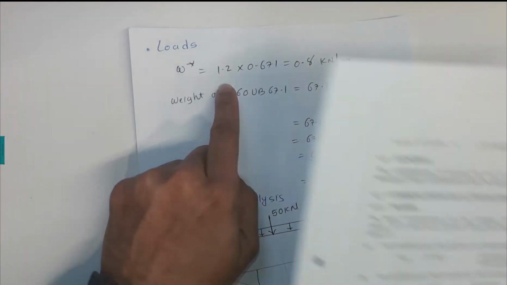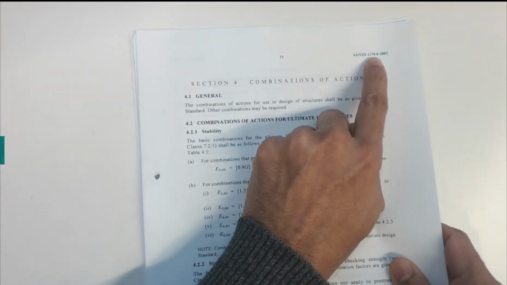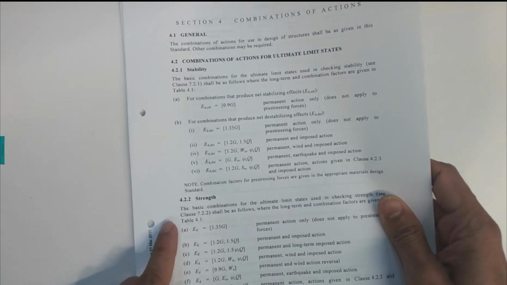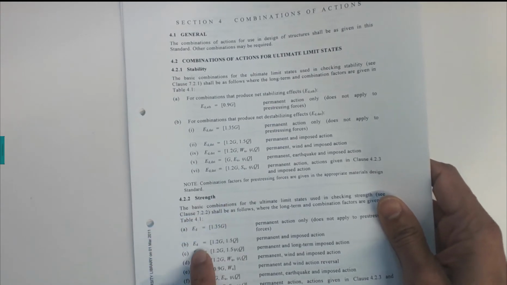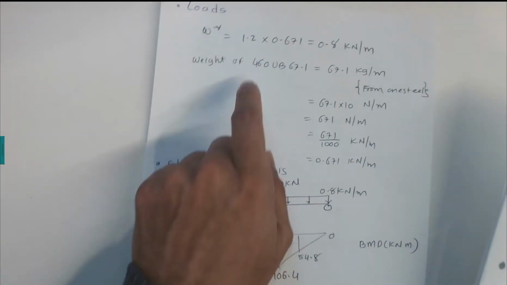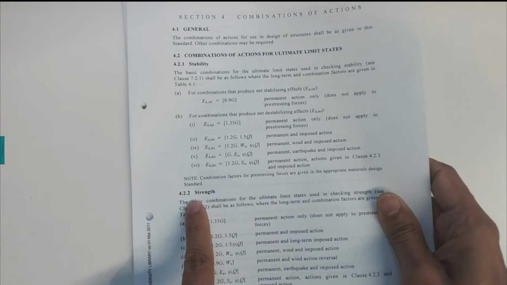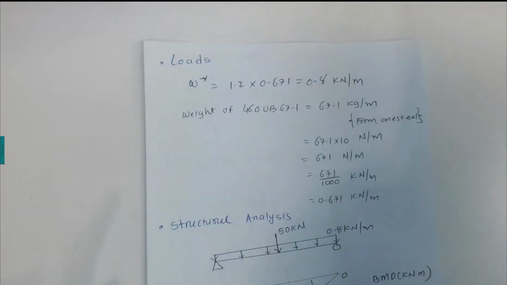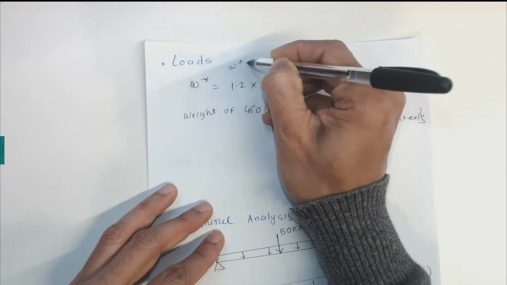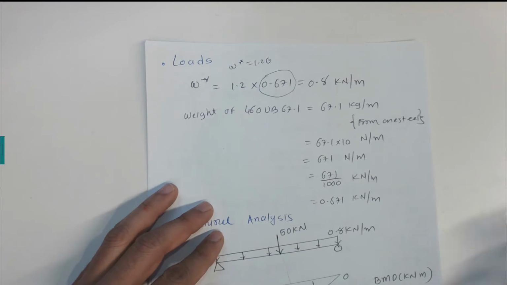Now this 1.2 is coming from AS/NZS 1170.0, and if you have only strength one and the live load is 0, then it is 1.2 G. So that is what is coming from clause 4.2.2, 1.2 G. So it's actually here, this one, W star is equal to 1.2 G.